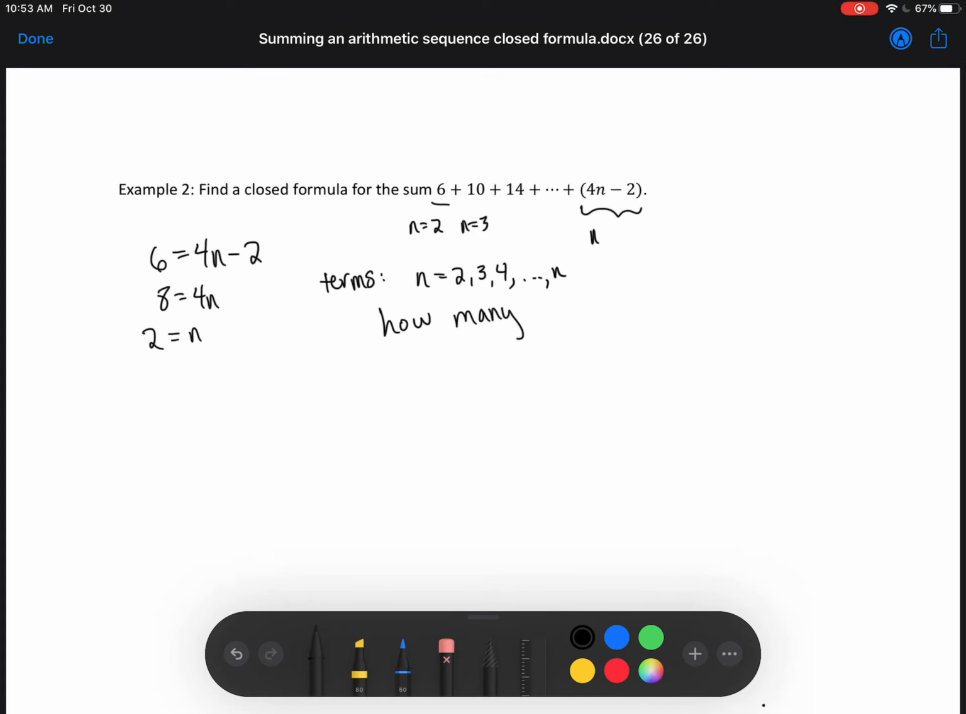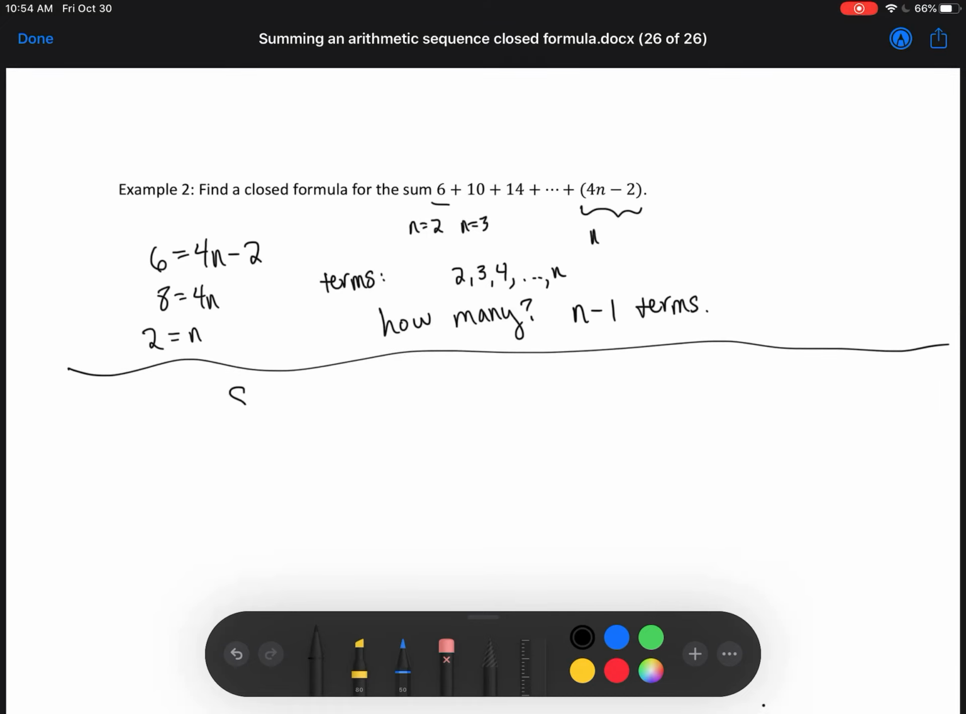So then the question is, how many of them are there? Well, since we're excluding 1, we're going to have n minus 1 of them. Okay, so just take a minute to make sure that you agree with that. For instance, if n was equal to, let's say, 15, if we go 2 through 15, that would be 14, right? Because we're excluding the 1. So we have n minus 1 terms in our sequence, and we know that we're going to need that to be able to calculate our sum.